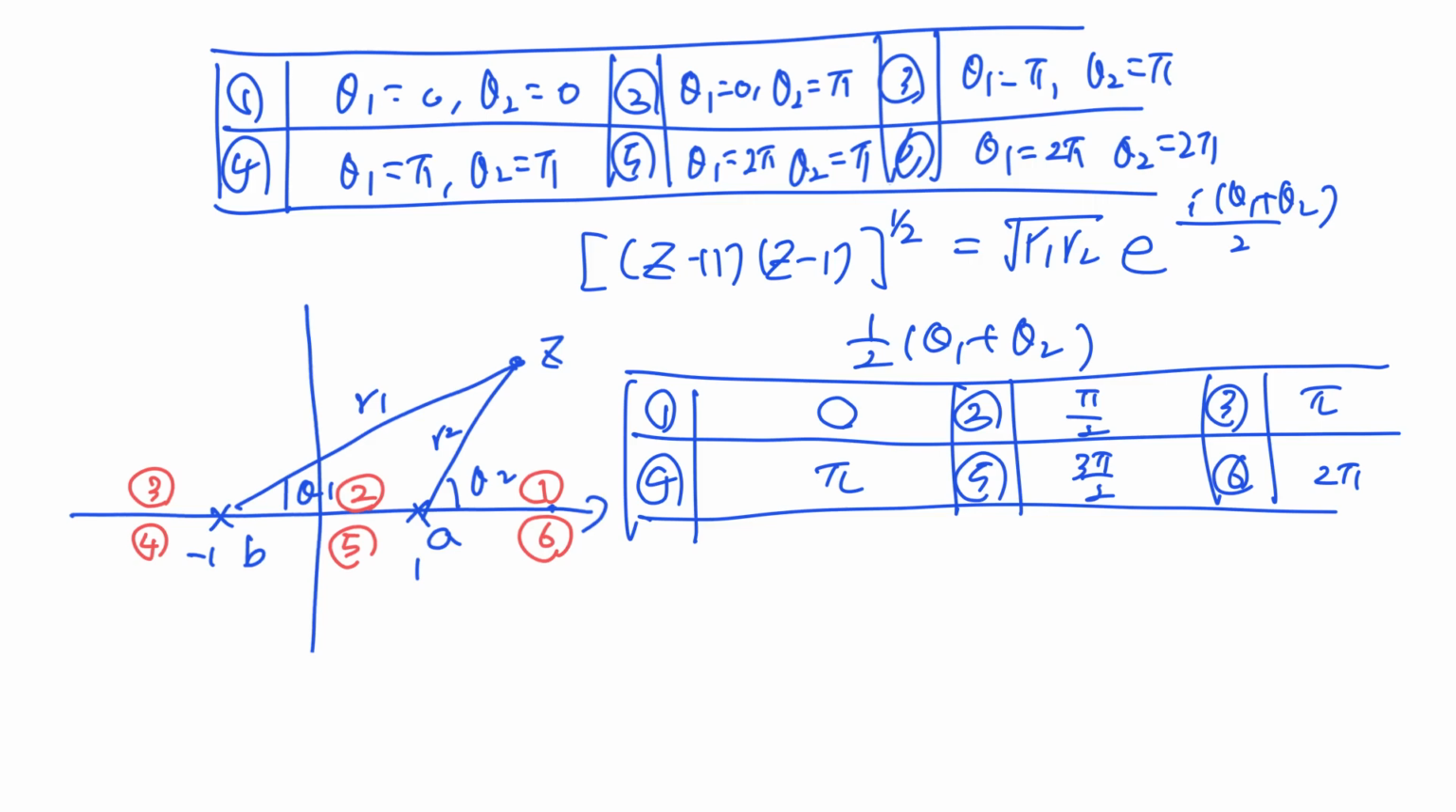So if you cross the x-axis from 1 to 6, from 0 to 2 pi, it's the same, right? How about 3 to 4? If you cross this axis, again pi to pi, same. However, if you cross from 2 to 5, there is a phase change. So this function is not single valued along this line. So we should put the branch where? From -1 to 1. So this is the branch. We need to cut the branch.